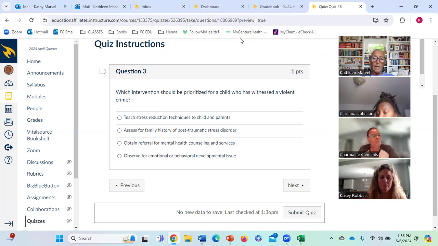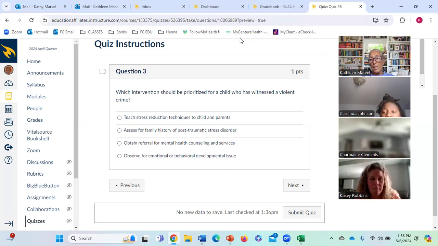Obtain a referral for mental health counseling and services. So that's pretty much the standard, right? It's the standard to start with that. That's a priority. After you have obtained that referral, A could be appropriate, B could be appropriate, D could be appropriate, but it's asking you to prioritize what's the most important thing to do. First and foremost, obtain a referral. Okay, does that make sense?